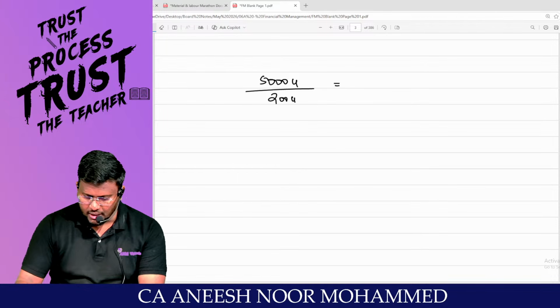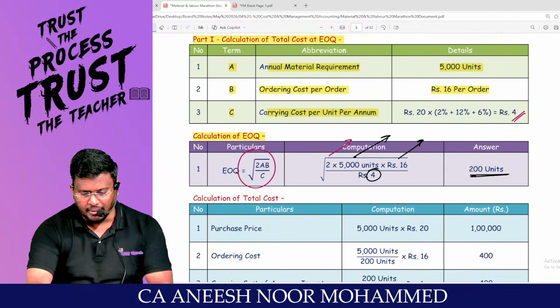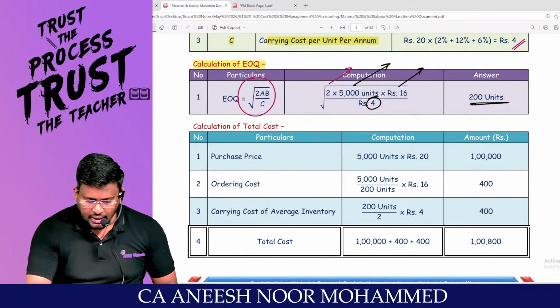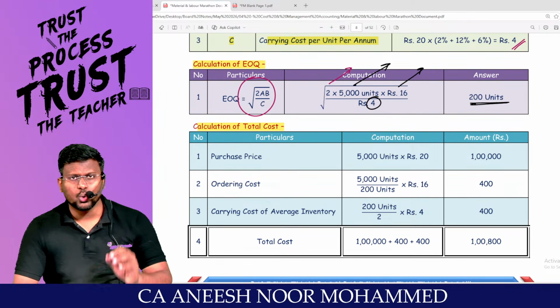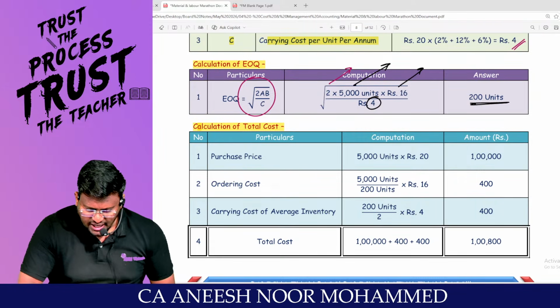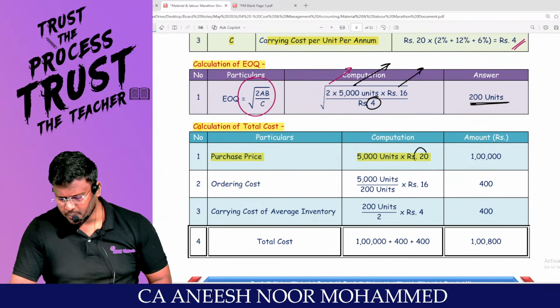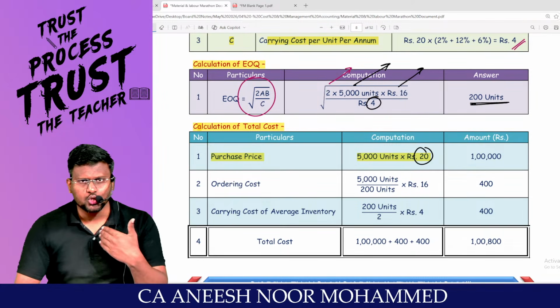5,000 divided by 200 comes to 25 orders in a year, my dear lovable students. That's the number of orders. Can we calculate the total cost at EOQ? Total cost at EOQ: first, I have to purchase 5,000 units. You tell me, what is the purchase price per unit? 20. Are you also saying along with me?